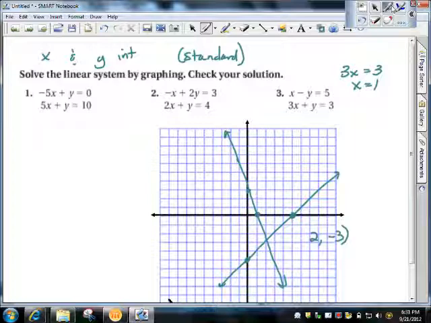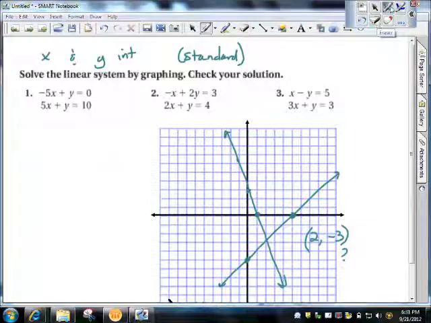Wanting to know if that's correct, I go up and I plug it into the original equations. So 2 minus negative 3 is 5. That one's correct. And 3 times 2 is 6, plus negative 3 is indeed 3.